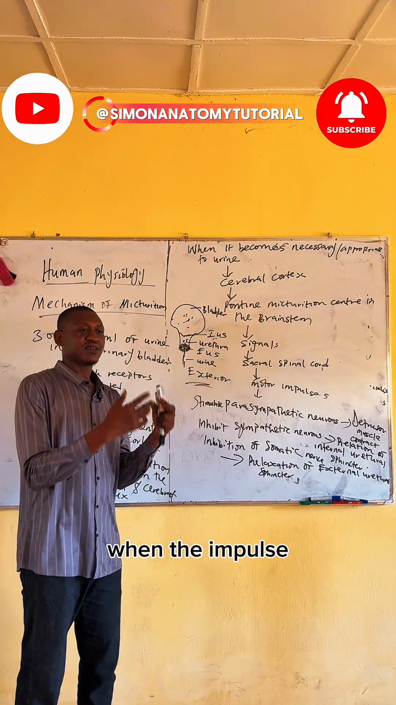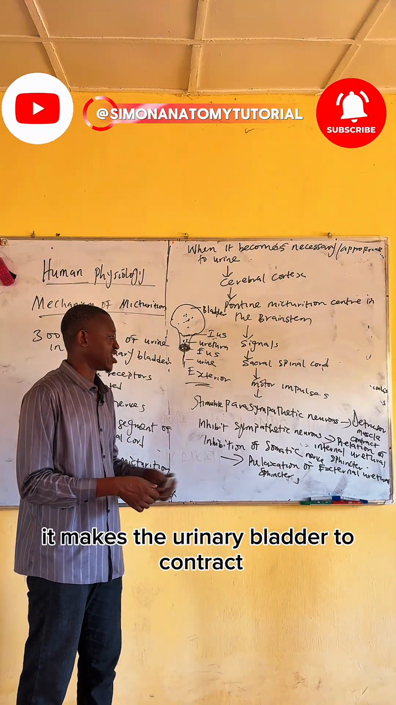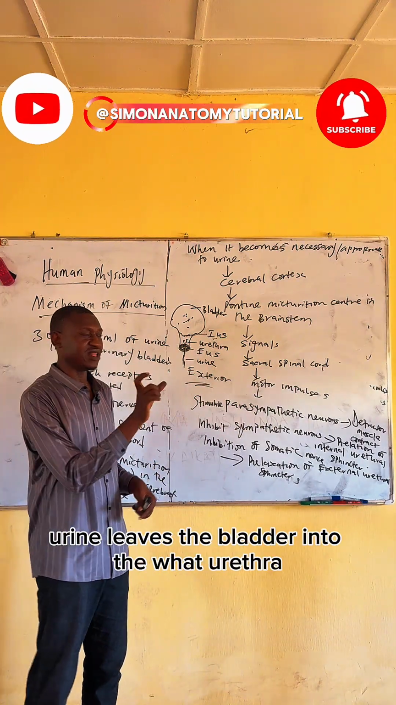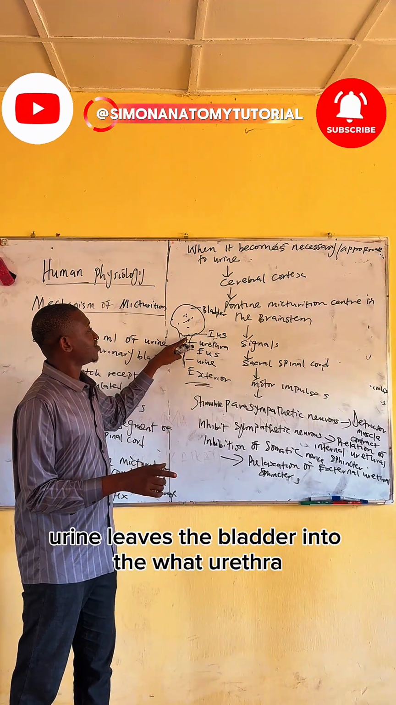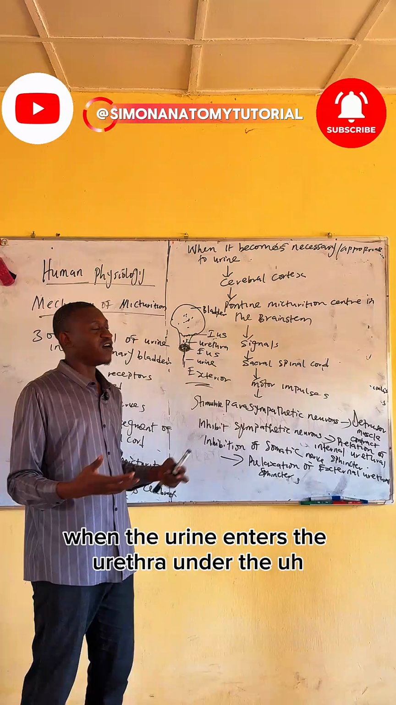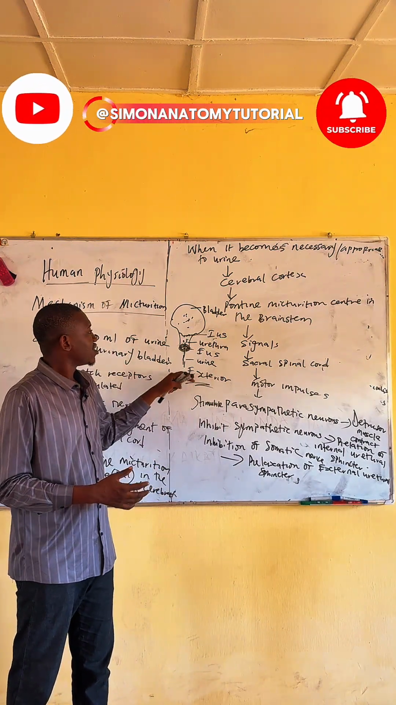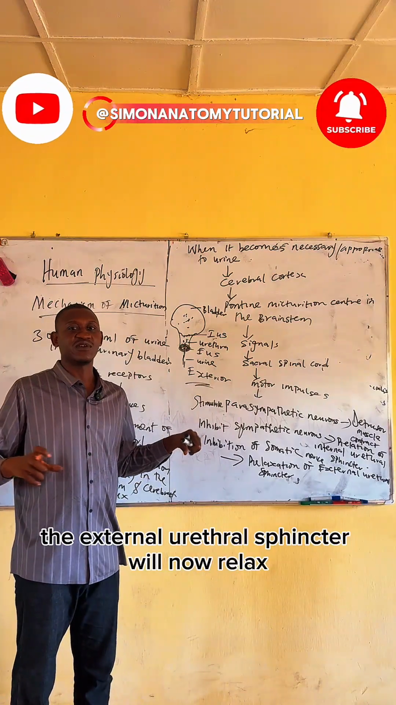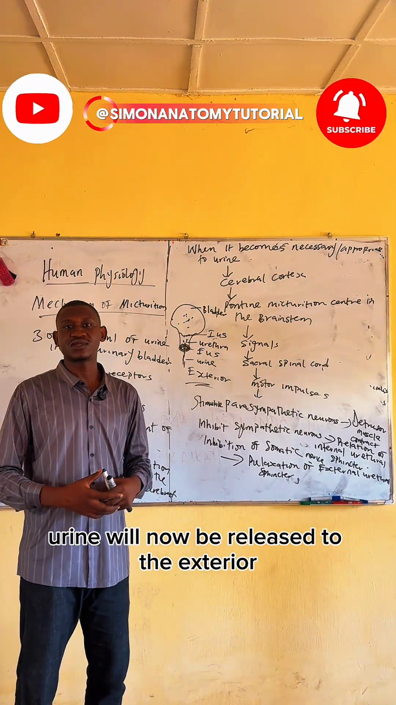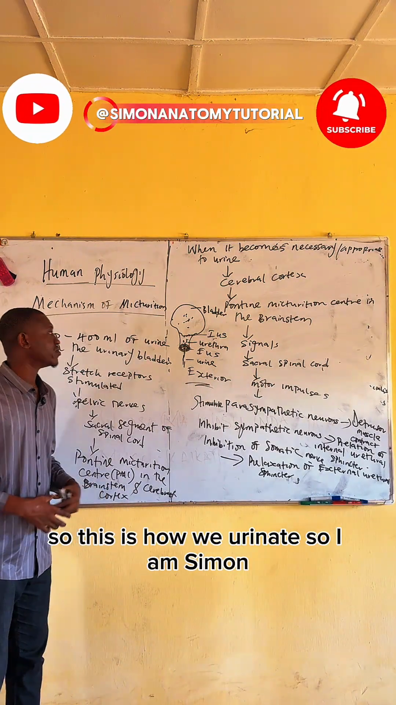When the impulse from the sacral segment of the spinal cord gets to the urinary bladder, it makes the detrusor muscle contract. When the detrusor muscle contracts, urine leaves the bladder into the urethra. When the urine enters the urethra, under the impulse control from the spinal cord, the external urethral sphincter will relax. When the external urethral sphincter relaxes, urine will be released to the exterior. So this is how we urinate.